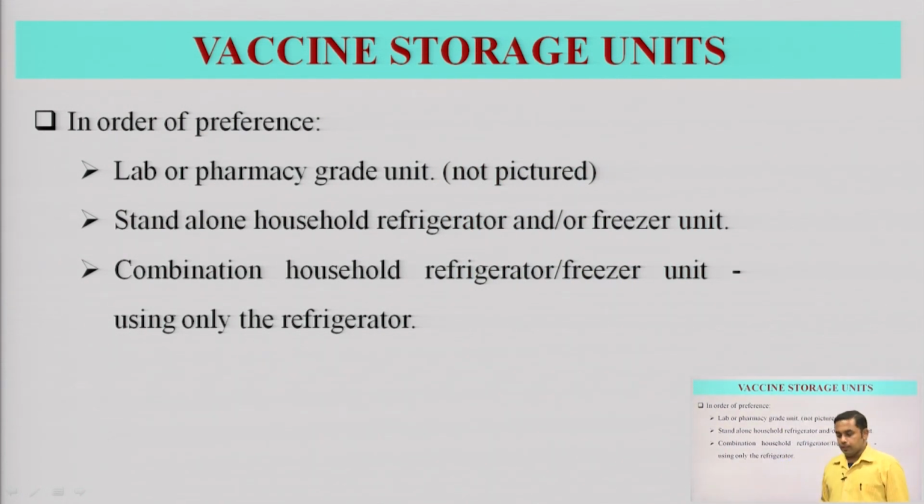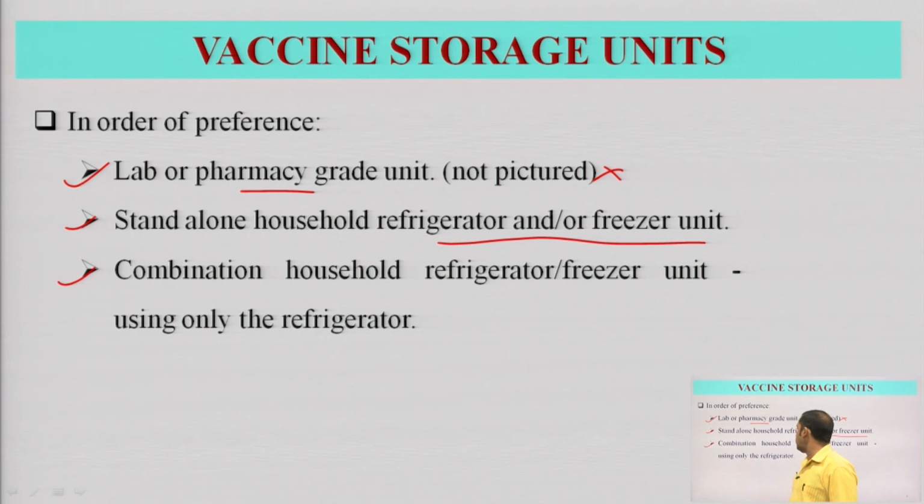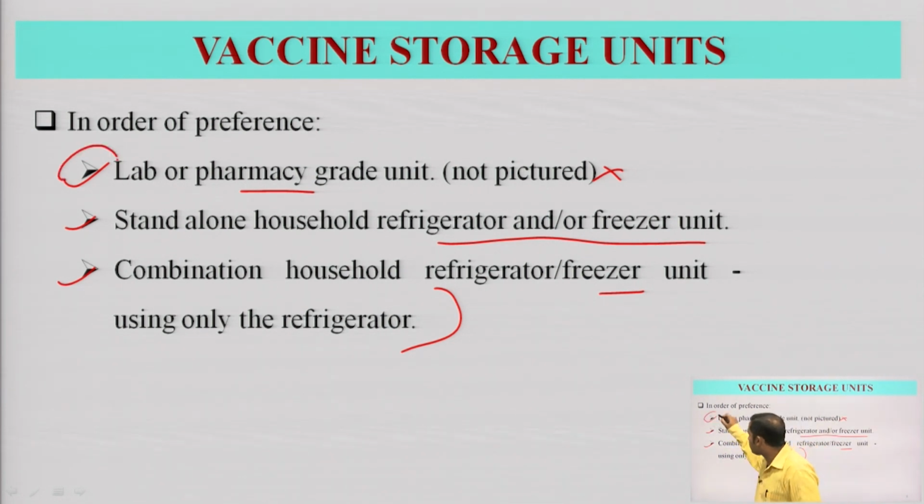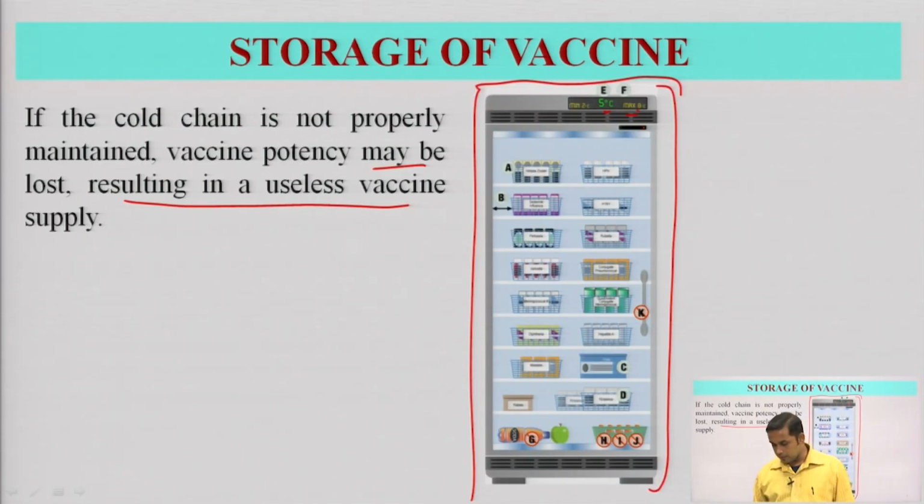Now, the preference. You can either use a lab or pharmacy grade unit. I have not given any picture because I mentioned it in the previous slide. Otherwise, you can use a standalone household refrigerator or freezer unit, or a combination household refrigerator or freezer unit, using only the refrigerator part. This is the preference. I suggest you follow this, whatever I have shown you in the previous slide.